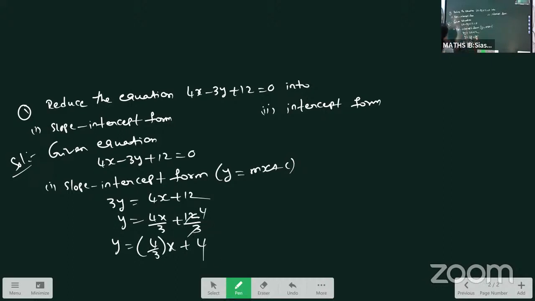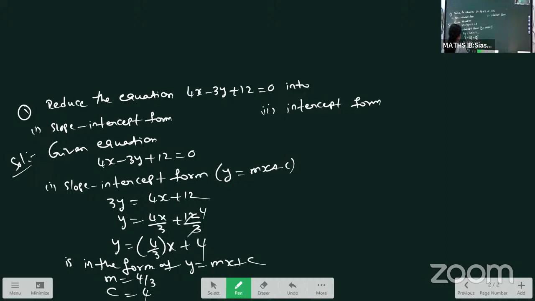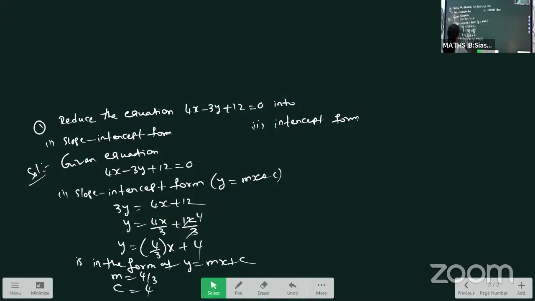So this is in the form y is equal to mx plus c. Write down what m is here, 4 by 3, and what c is here, 4. Like this we have to find.